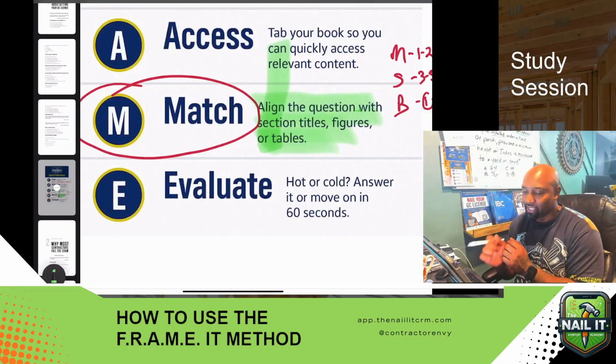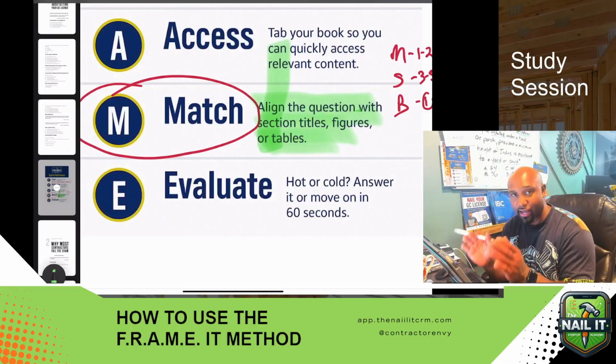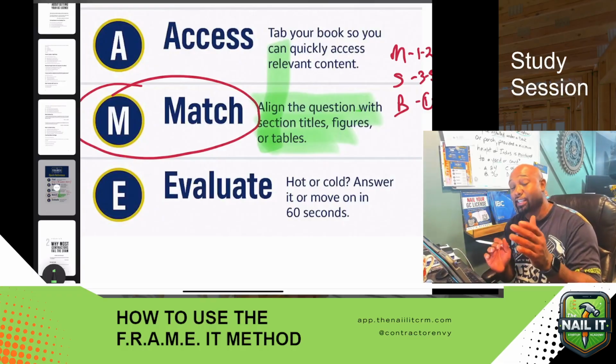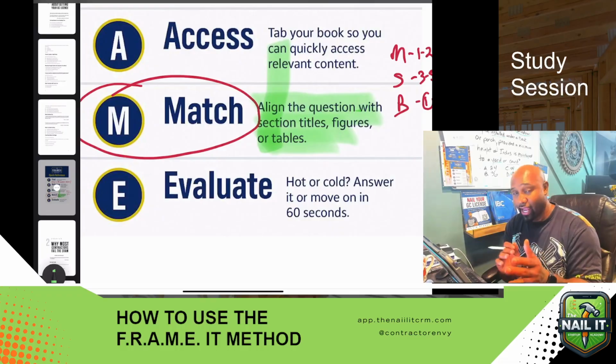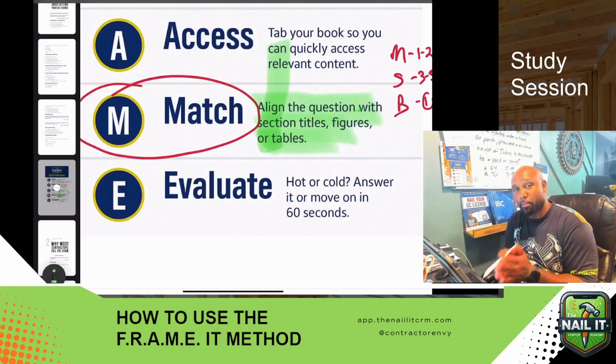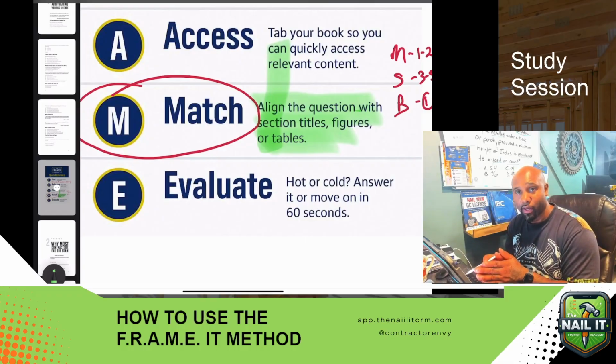You're going to give yourself 60 seconds to jump in and find the section, and then another 60 to 120 seconds to find the answer. So we want to get to the location in the first minute, then spend a minute or two finding the answer. Sounds tough, doesn't it? I get it. I know it sounds tough.